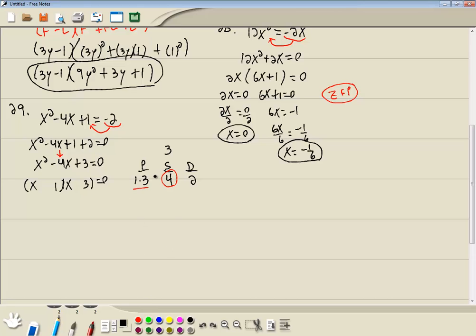Now our larger number, we're using 1 and 3, so our larger one is a 3, will always be the same sign as the middle term, which in this problem is negative. Remember our circles in the S column, S for same signs. So if this is negative, this has to be negative.